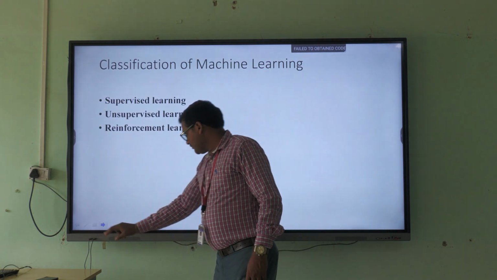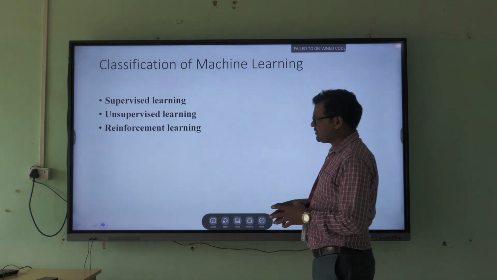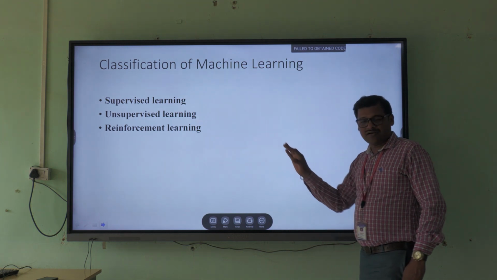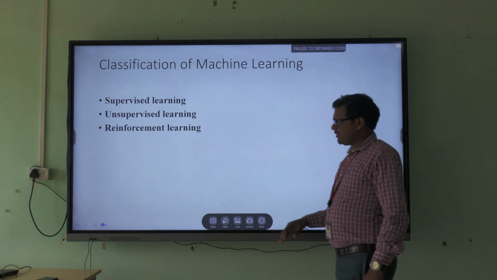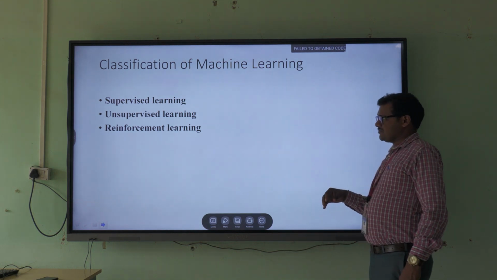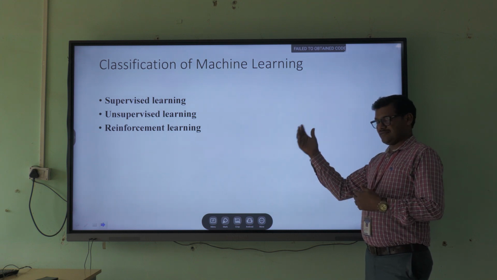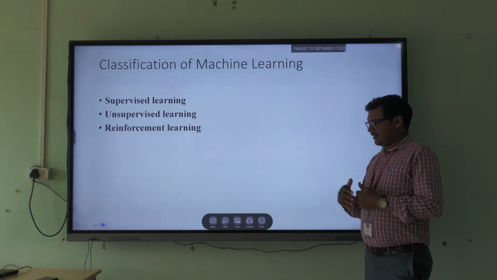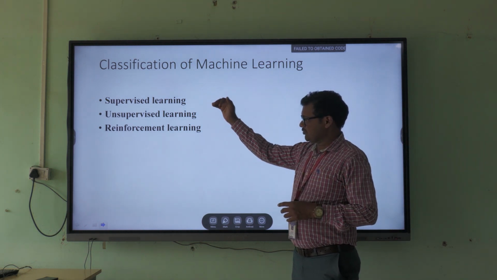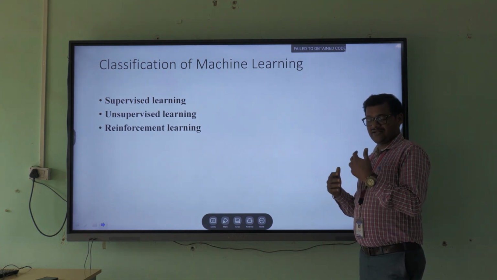Now coming to the classification. Basically, machine learning algorithms are classified into three types. One is supervised learning, another is unsupervised learning, and the third is reinforcement learning. I will simply specify what is meant by supervised, unsupervised, and reinforcement. In supervised learning, it uses labeled data. By using the labeled data, it is able to predict the future. In supervised learning, it is like there is a teacher who will teach everything to the students, and the students will learn from the teacher.